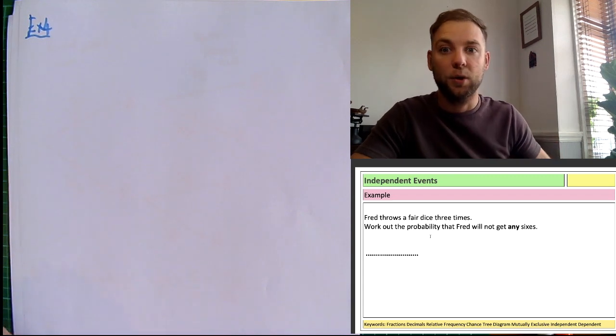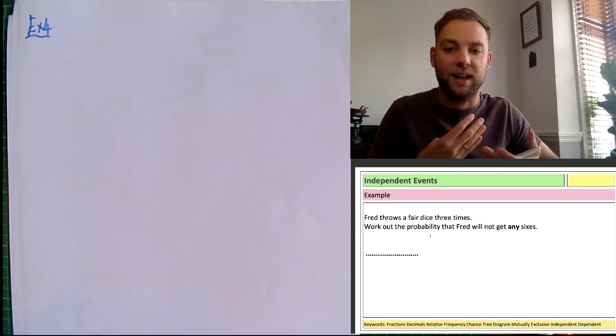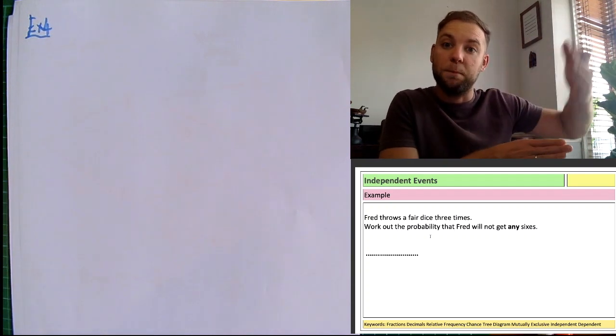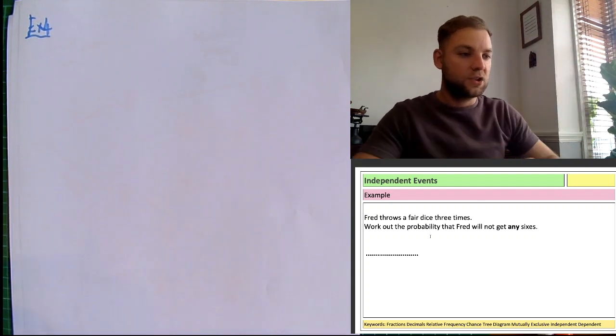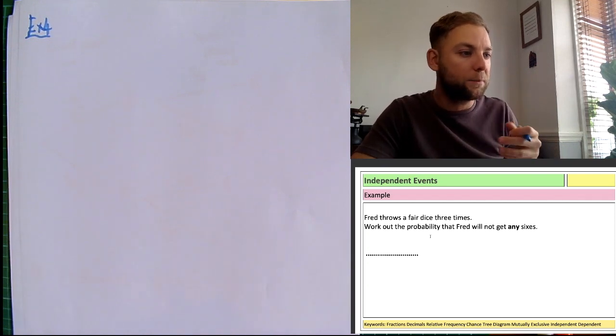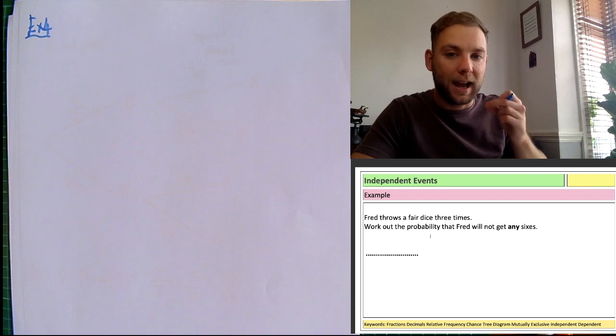Now, we don't always need to use a tree diagram. Sometimes we can just work out one of the events and then times them, because we know that, remember, when events are independent, we multiply them. Okay, so Fred throws a fair dice 3 times. So he's thrown the dice 3 times. Work out the probability that Fred will not get any 6s.